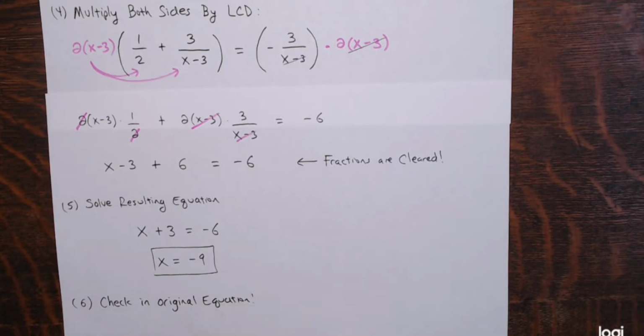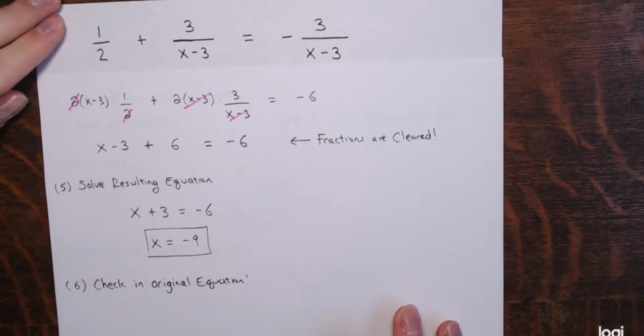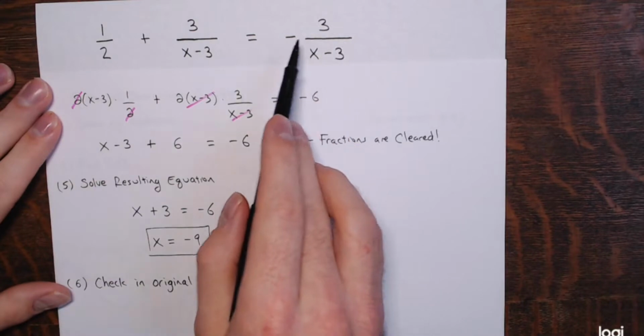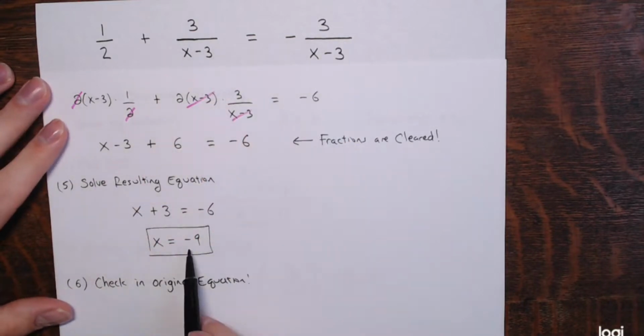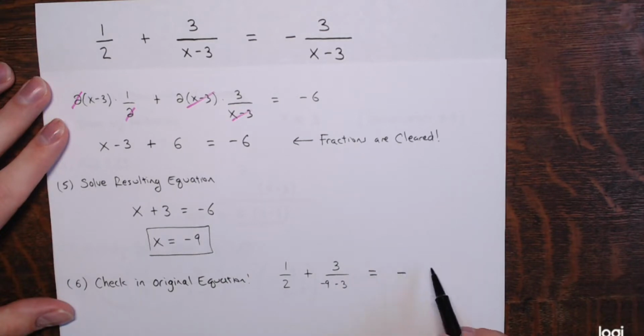All right. So going back to the original equation, that was this here. I'm going to replace x with negative 9. So we have 1/2 plus 3 over negative 9 minus 3. All right, replacing x with negative 9. And is this equal to negative 3 over negative 9 minus 3? All right, well, let's see.